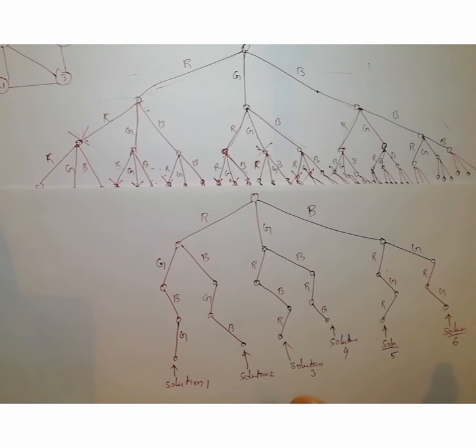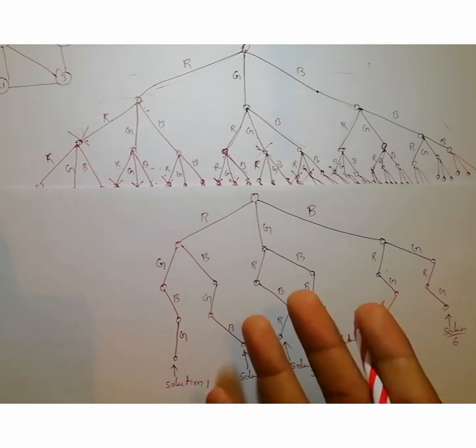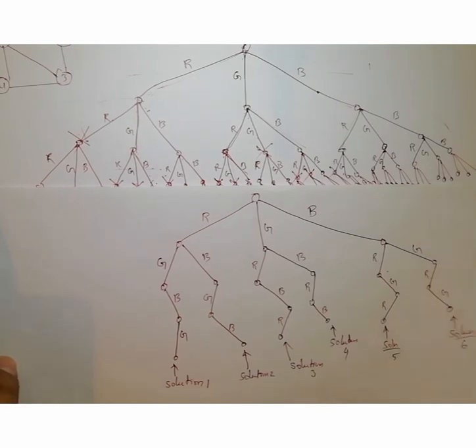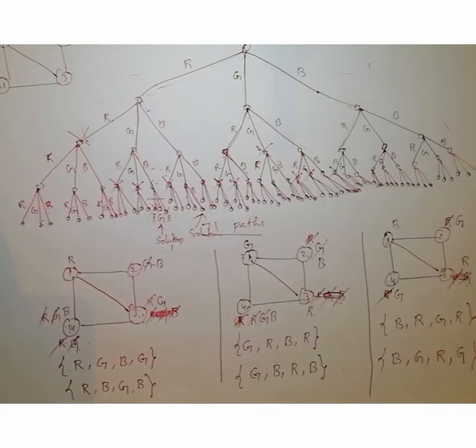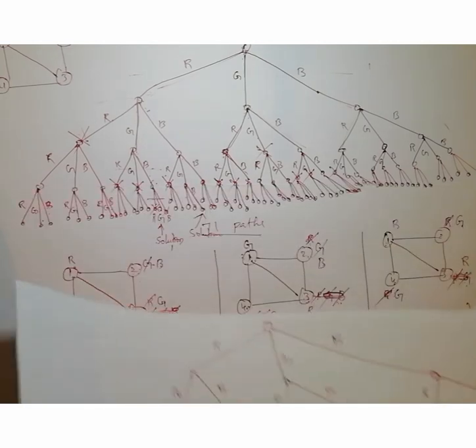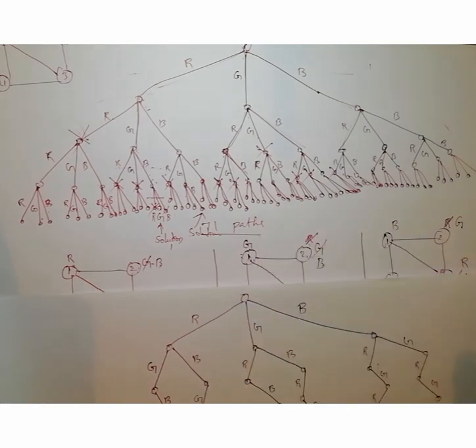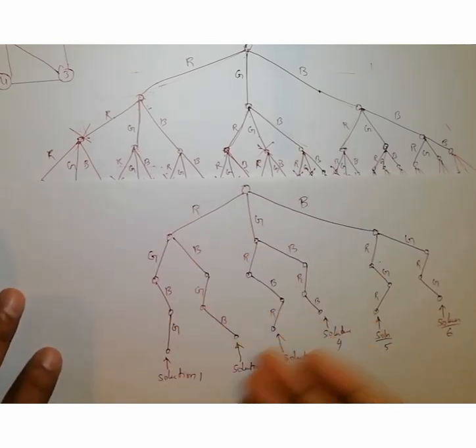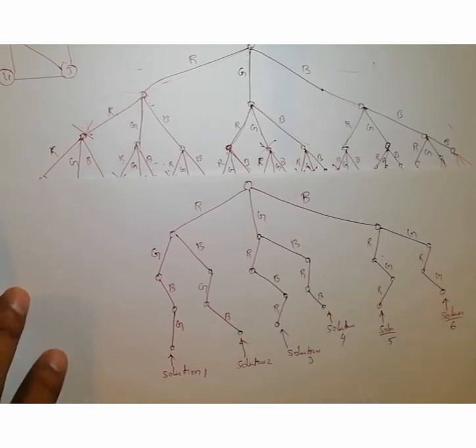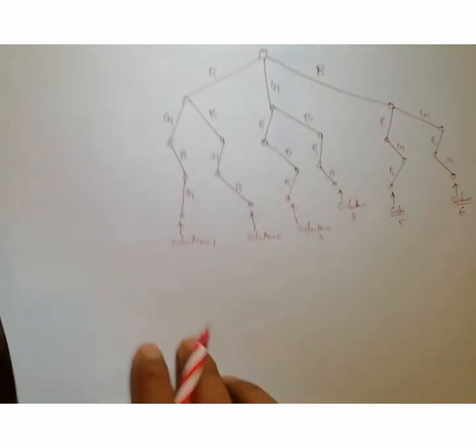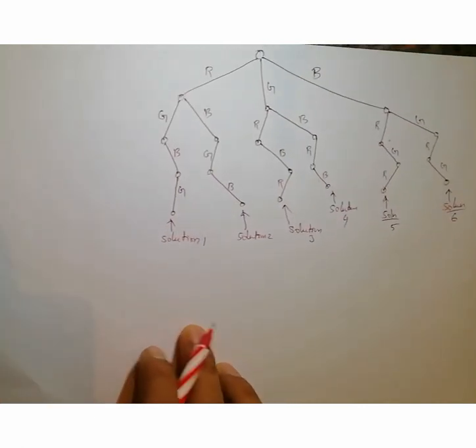So we can give colors in 6 ways for 4 vertices with 3 colors. Okay, that's it. This is your graph coloring problem. So instead of so many paths, we deleted almost 66 paths, and only 6 solutions we got. So this is how we do the graph coloring problem by using backtracking. Thank you so much.